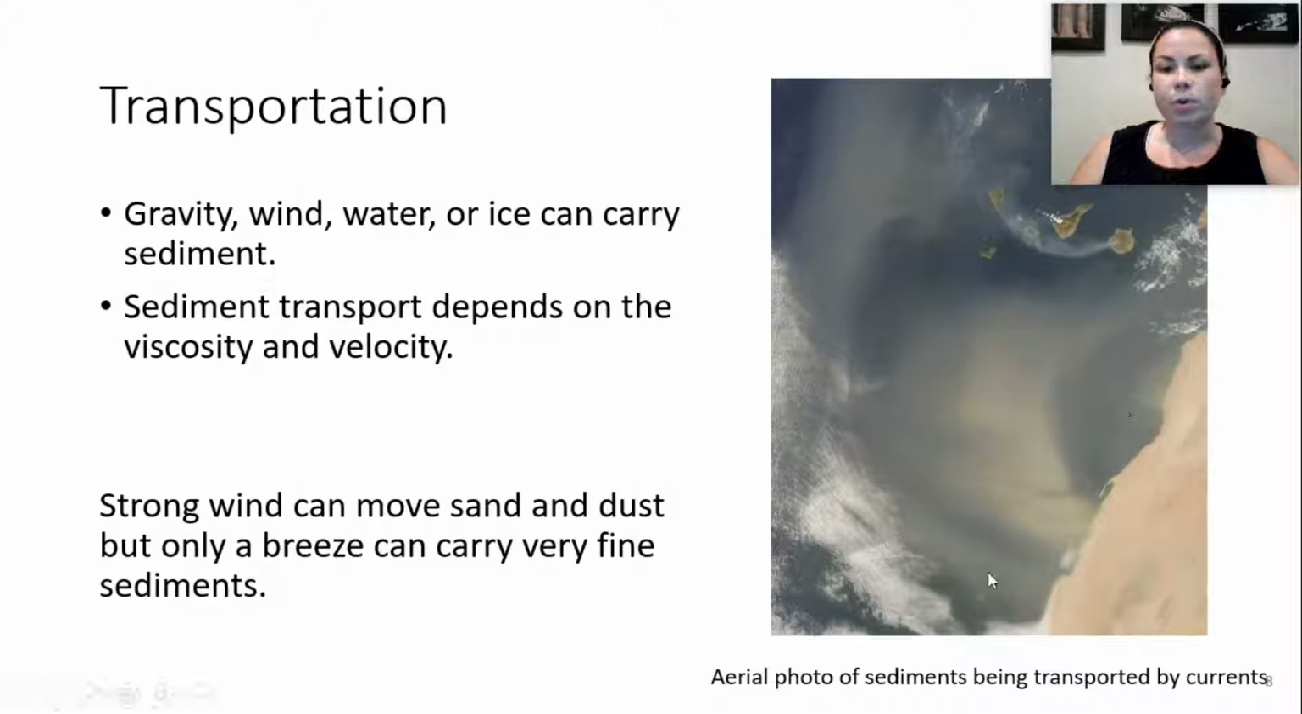So here's an aerial photo of sediments that are being transported by currents. And so things like strong wind can move sand and dust. But if you only just have a little breeze, it can only carry the finest sediment, only a small distance.